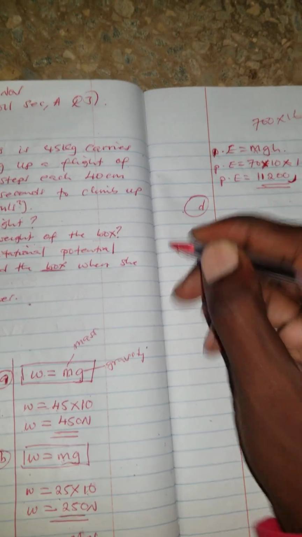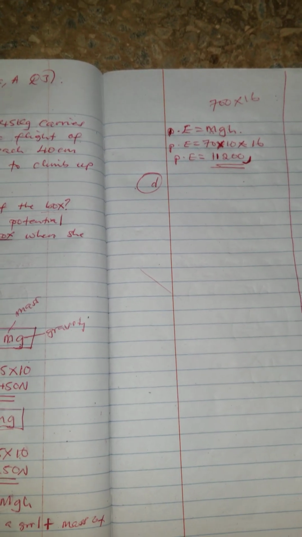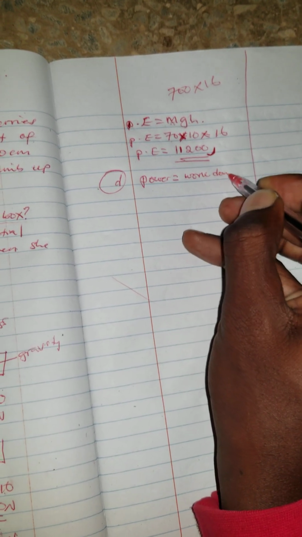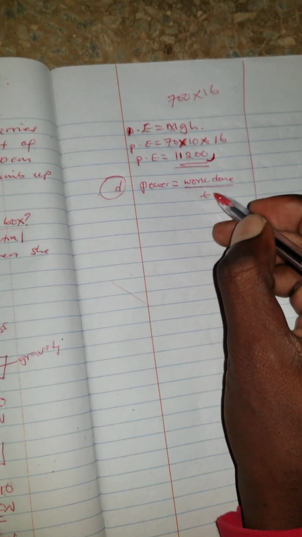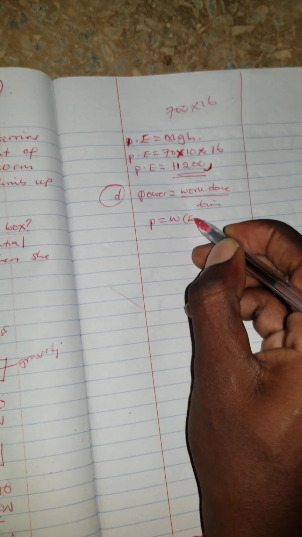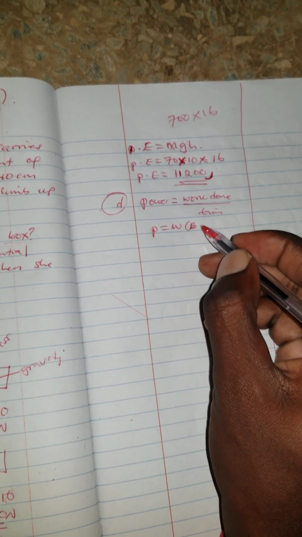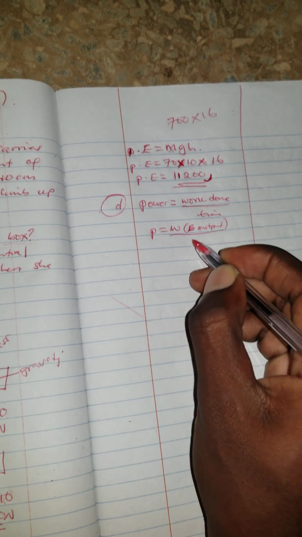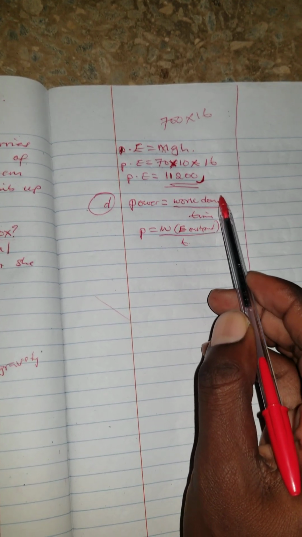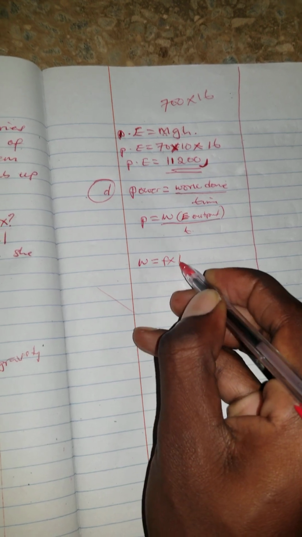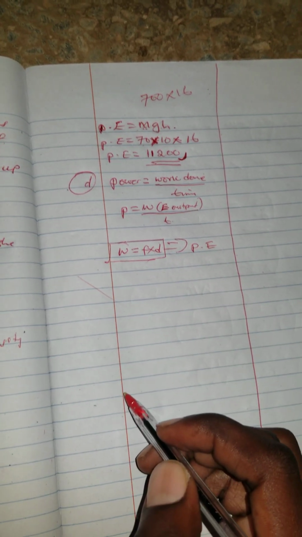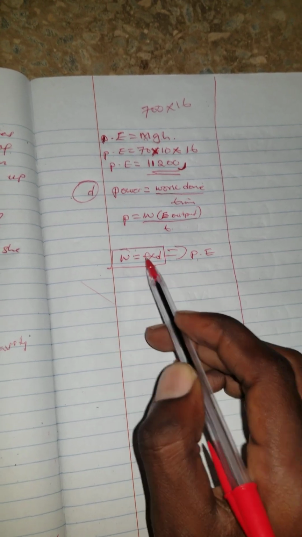Power, by definition, is the rate at which work is done. Power is given by the formula: power is equal to the work done, or the useful energy, over time taken. By using initials, power is work, or the energy output, over time. Work is given as force times distance. This work is equivalent to the potential energy that we have here, so work and potential energy are interrelated.